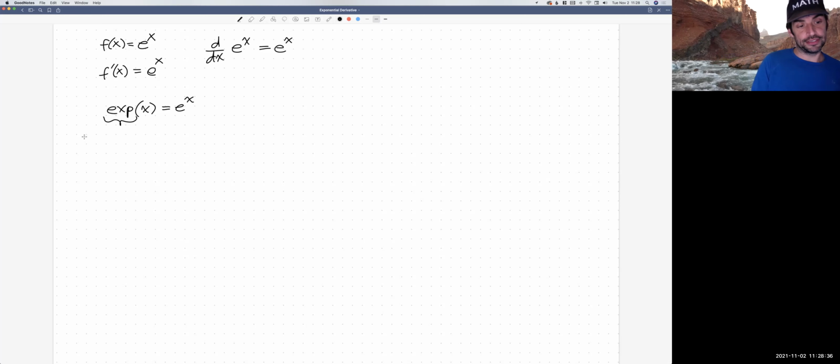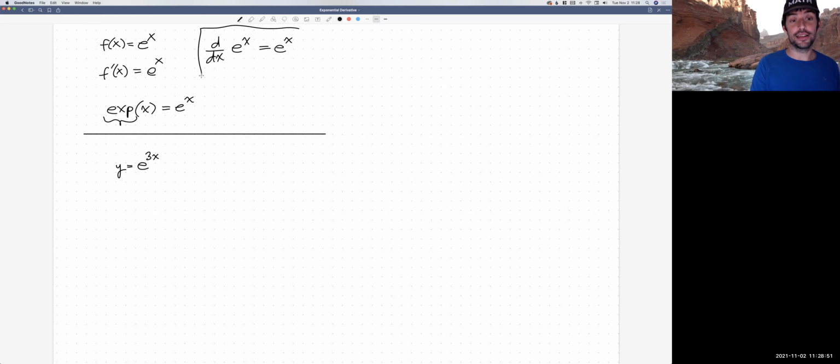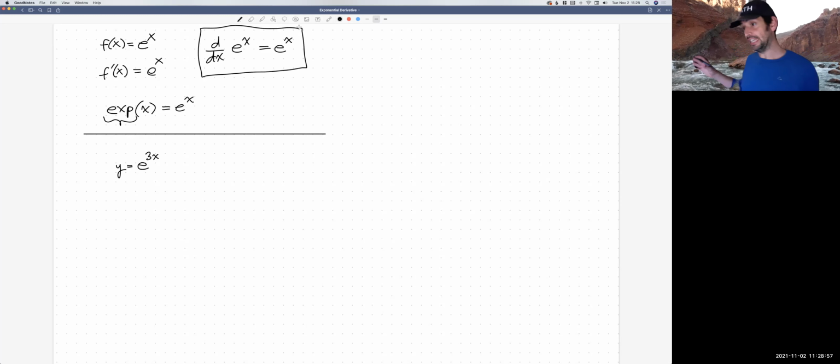Let's just do some examples with this derivative. Let's start with something relatively simple. Let's suppose I had y equals e to the 3x, okay? So I can't apply this rule directly. This rule only tells me what to do when I have e to the x. I don't have e to the x, I have e to the 3x. However, I have a way to deal with this. I have the chain rule.